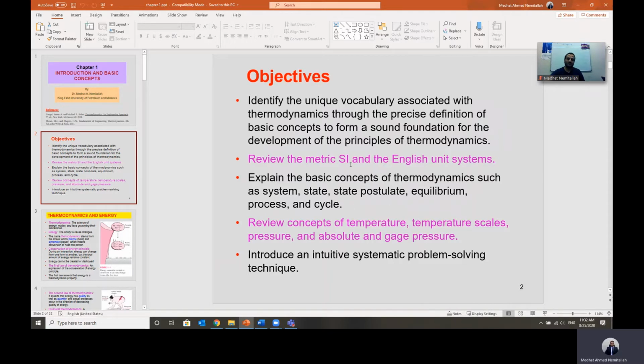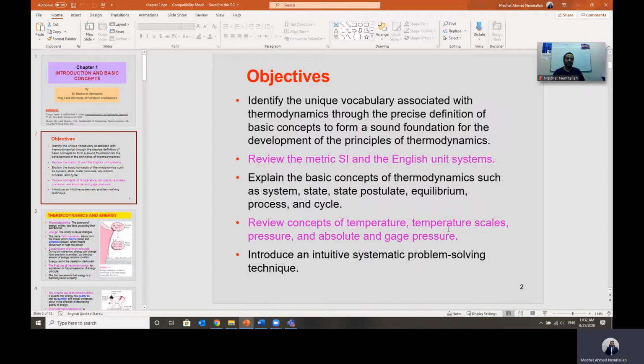Also, we'll review the system of units, the standard system of units, and also the English system of units. We'll be following in this course, inshallah, the standard system of units, but you have to know about the English system of units also. We need also to review the concept of temperature and temperature scales, including Celsius, Fahrenheit, and Kelvin scales. All of these scales will be discussed, and how we can relate them to each other, and how we can measure the temperature itself is a concept of operation.